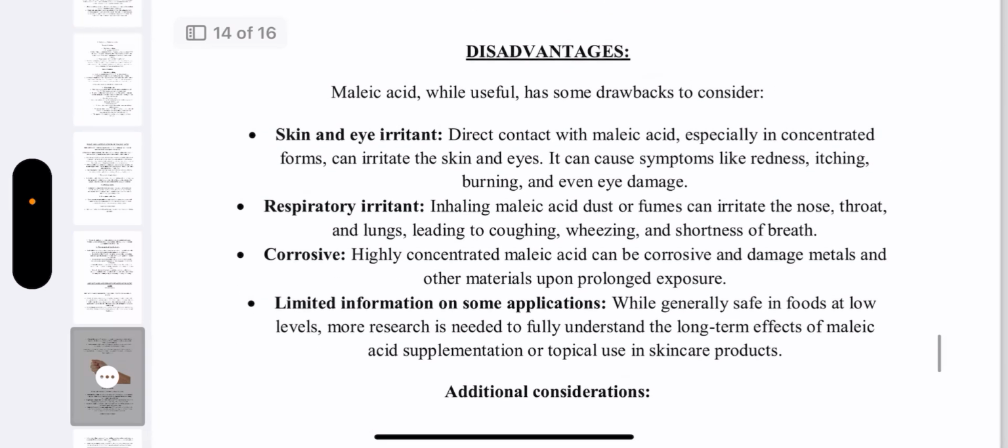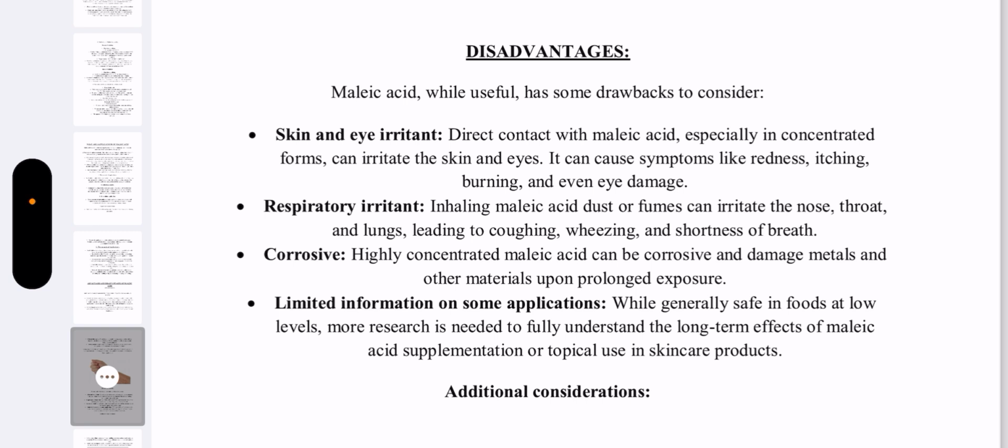Disadvantages: malic acid, while useful, has some drawbacks to consider. Skin and eye contact: direct contact with malic acid, especially in concentrated form, can irritate skin and eyes, causing symptoms like redness, itching, burning, and even eye damage. Respiratory irritation: handling malic acid dust can irritate the nose, throat, and lungs, leading to coughing, wheezing, and shortness of breath. Higher concentrations of malic acid can cause damage to materials upon prolonged exposure.